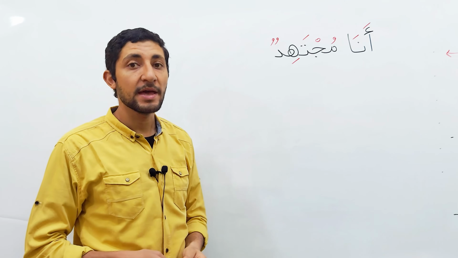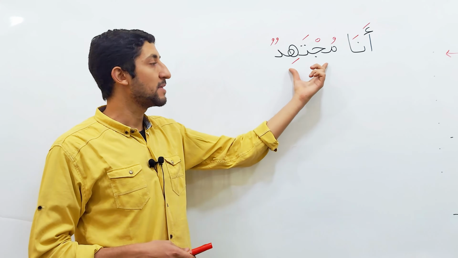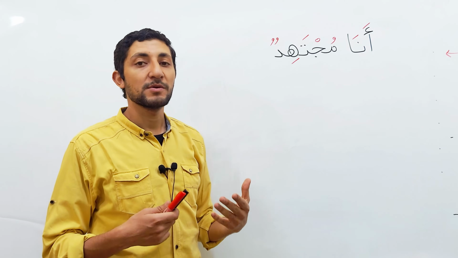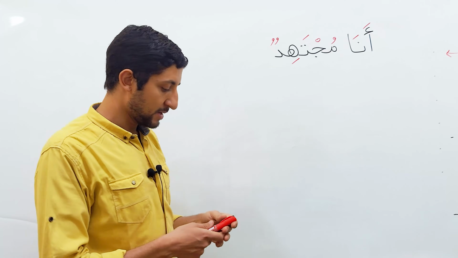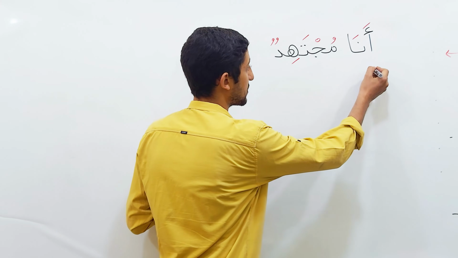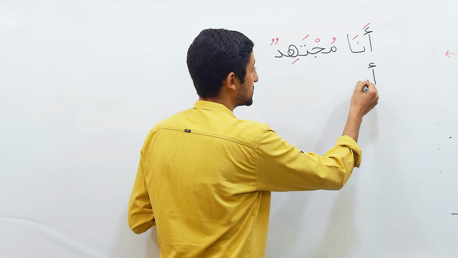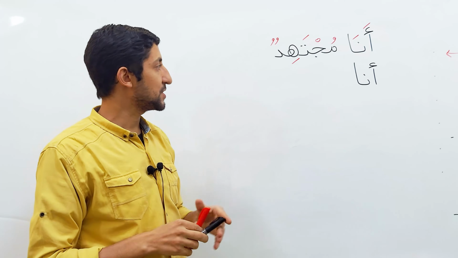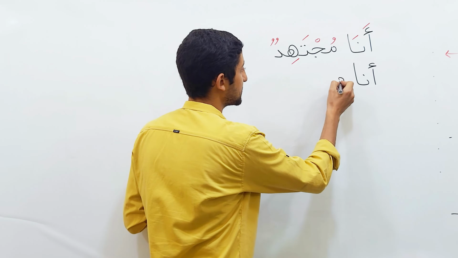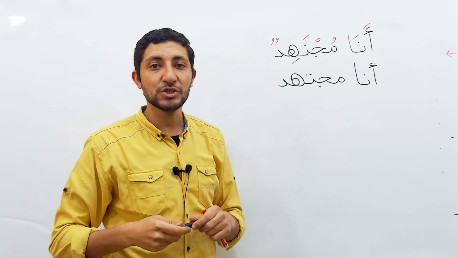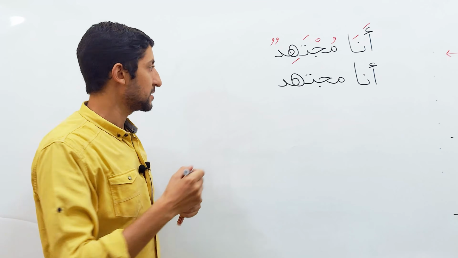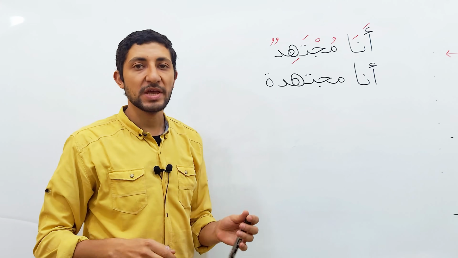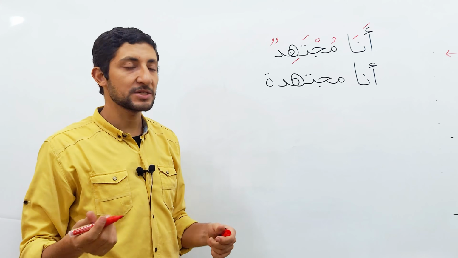But we can identify the gender from this word. مجتهد is masculine. What if the one who speaks is a female? So it's going to be the same pronoun أنا, because as we said, it's used for both singulars, masculine and feminine. But what about مجتهد? Let's type it. Is it going to be the same? No, we will change it to be feminine by adding what? The tied ta تا. أنا مجتهدة. This is if one female or one lady is talking about herself.